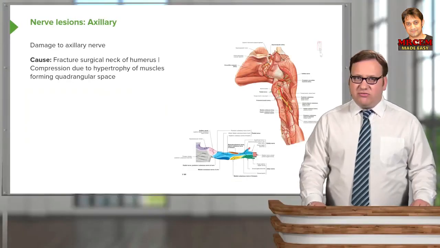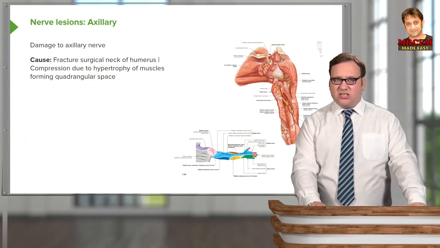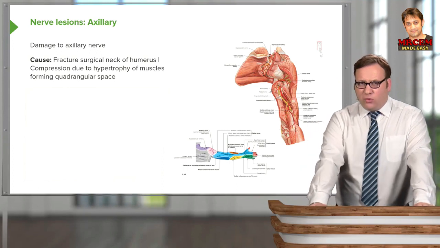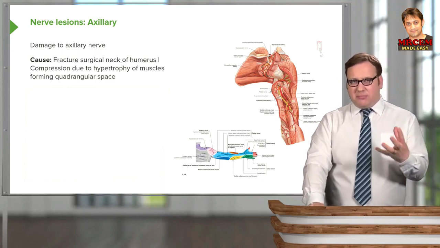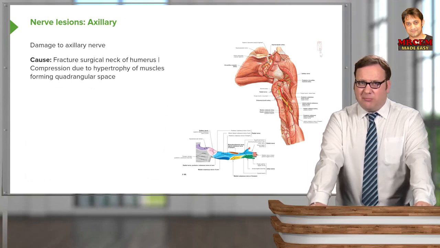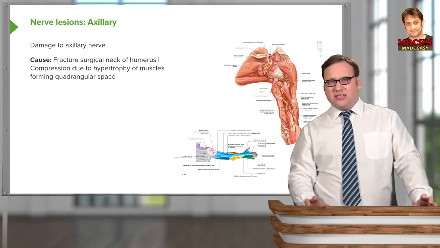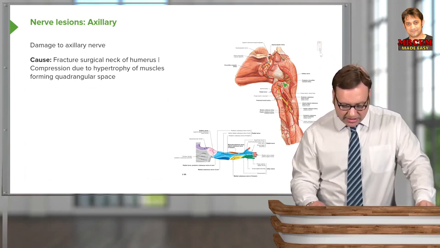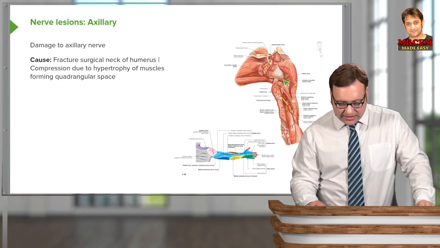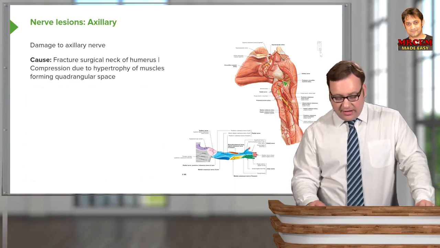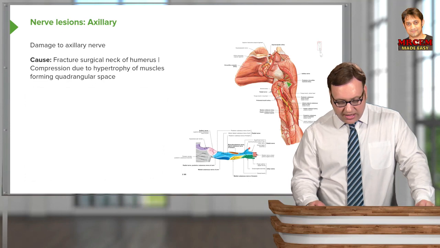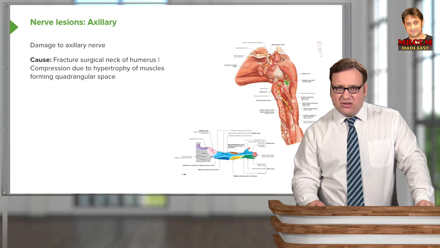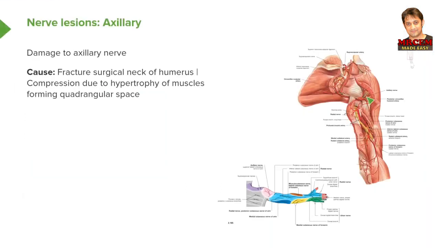So damage to the axillary nerve could occur as a fracture to the surgical neck of the humerus, also due to compression of the muscles that form the quadrangular space. So if the muscles that form the quadrangular space were to become bigger, to hypertrophy, then this could compress the quadrangular space. Now, as we know, passing through the quadrangular space is the axillary nerve, so this can compress this nerve, leading to functional deficits of the deltoid. If there's a fracture to the surgical neck of the humerus, then as the axillary nerve passes through here, the same problems will result.